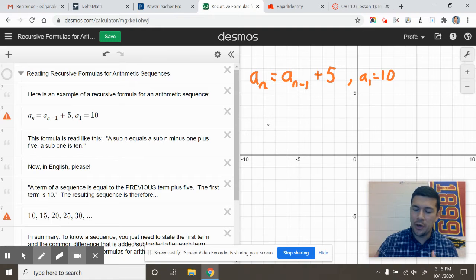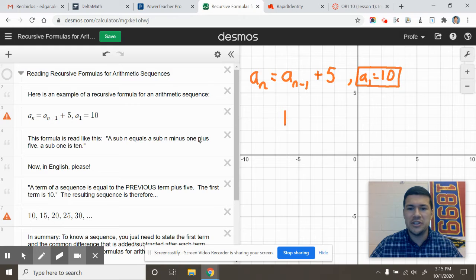Here's why it's recursive. Recursive, like recurring, all right? It is reoccurring. Something that's reoccurring is a pattern. I like to think of recursive formulas as pattern formulas. They simply tell you the pattern, all right? Now, I think most of us could interpret what a sub 1 equals 10 means. Well, that means the first term is 10.